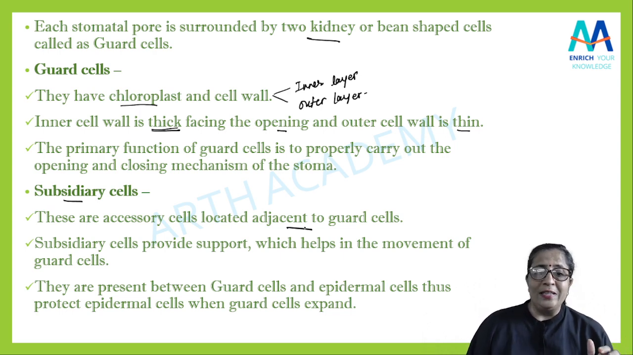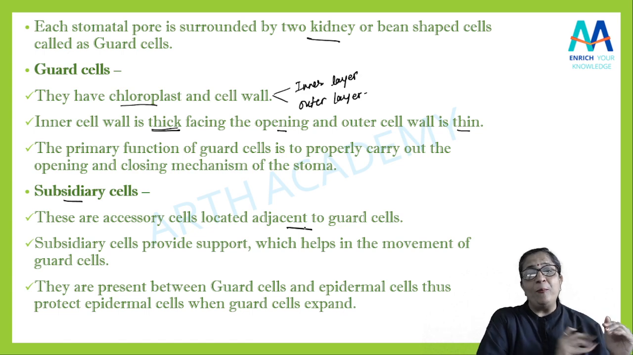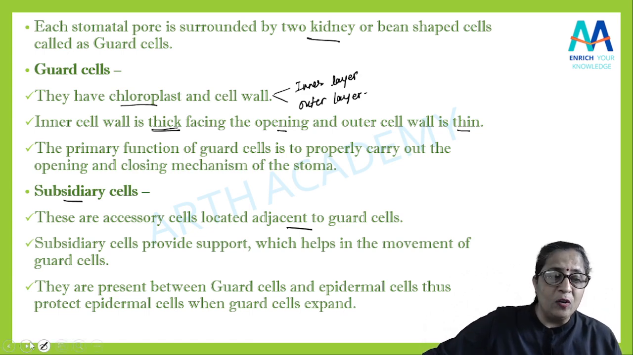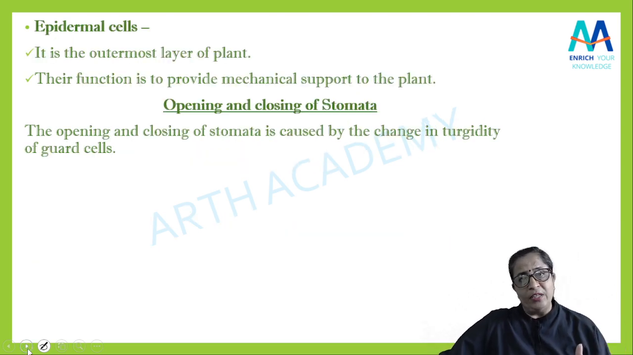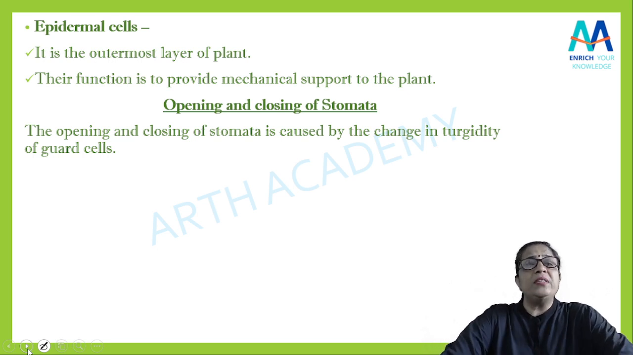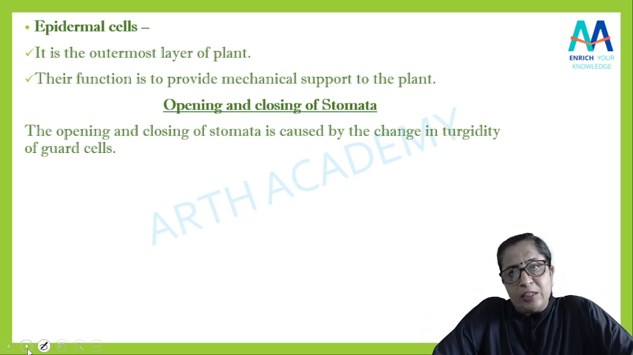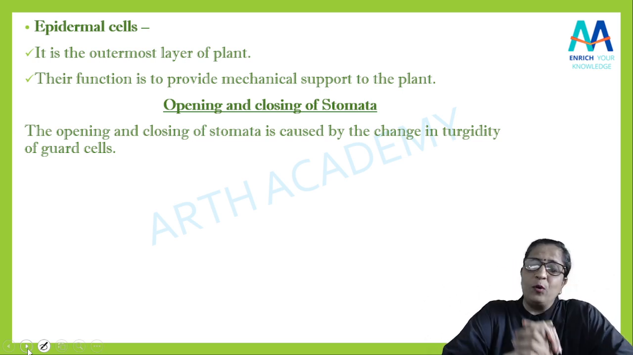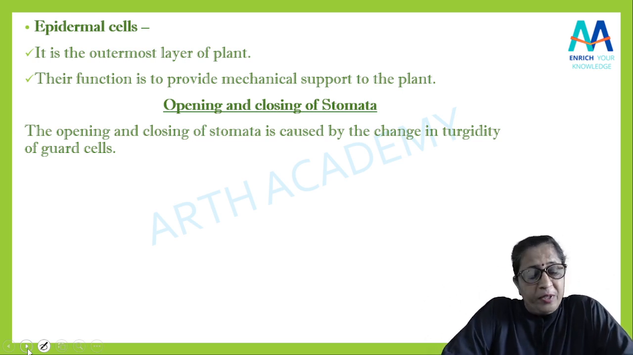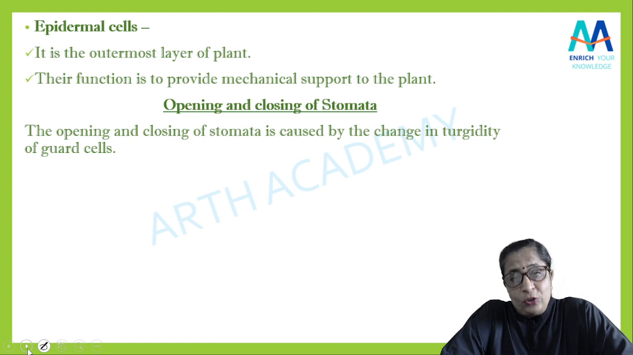Got it, students? Now, last will be the epidermal cells. सबसे आखिरी में कौन सा cells है वहाँ पे? It is the epidermal cells. Epidermal cells are the outermost layer of the plant. And what is the role of epidermal cells? To provide mechanical support to the plant. वो सारे plant को mechanical support provide करता है. I hope now this is clear. So this was the structure of stomata.